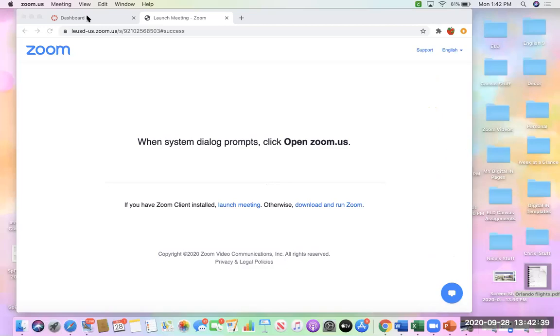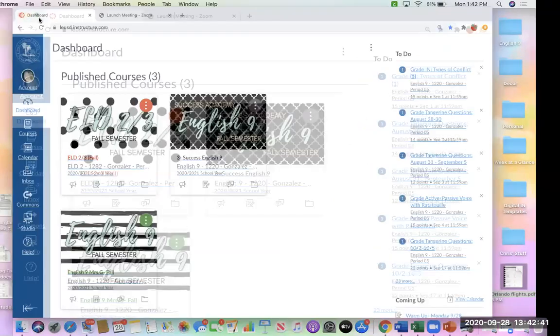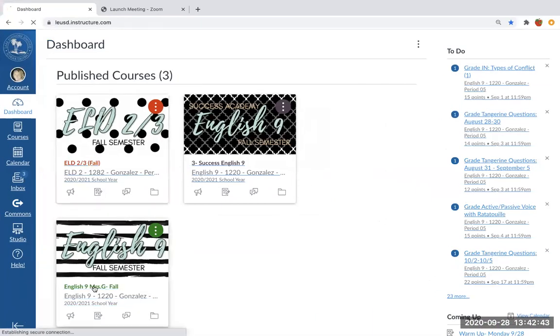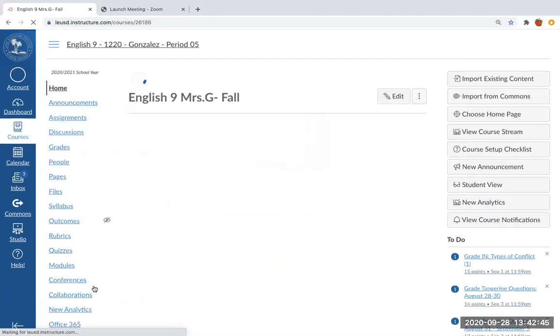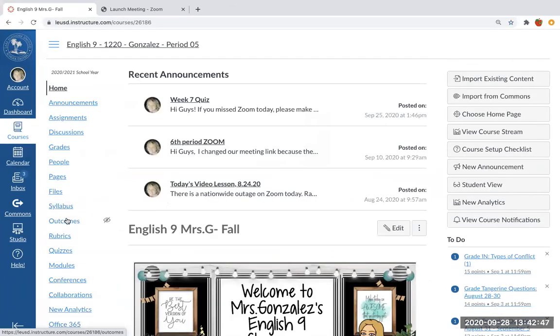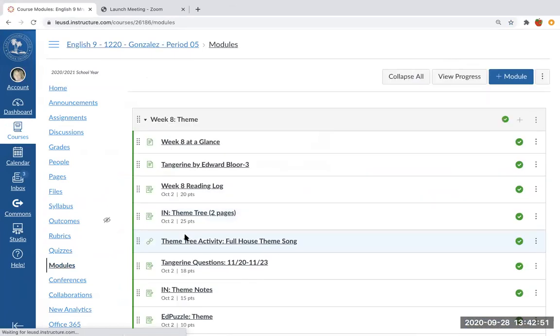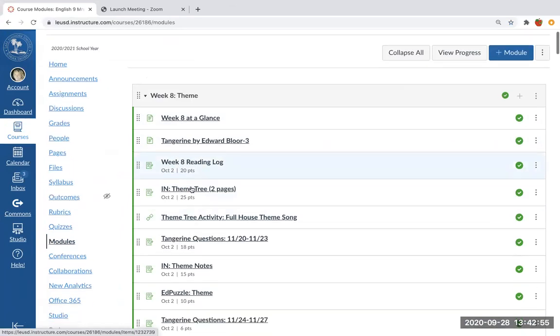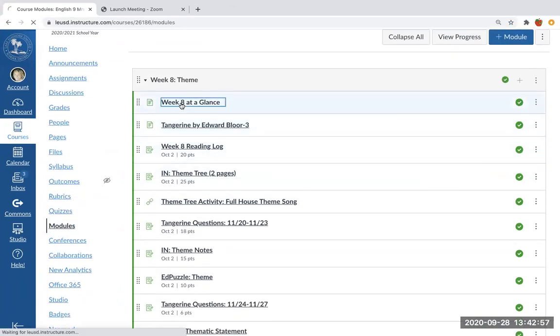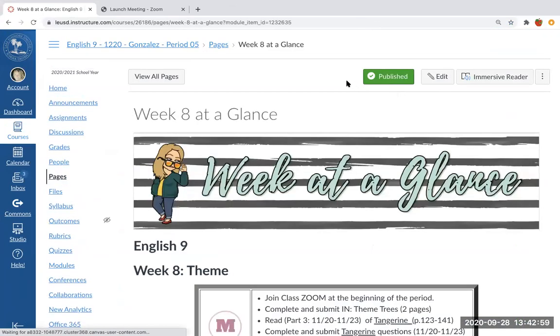Okay, sorry about that. All right, let's go into the dashboard and into our class. And then as usual, I have put in our new module. At the top of the module, you've got your week at a glance, Tangerine, and your reading log right up top. Let's go ahead and look at the week at a glance just so I can share with you what's going on today.